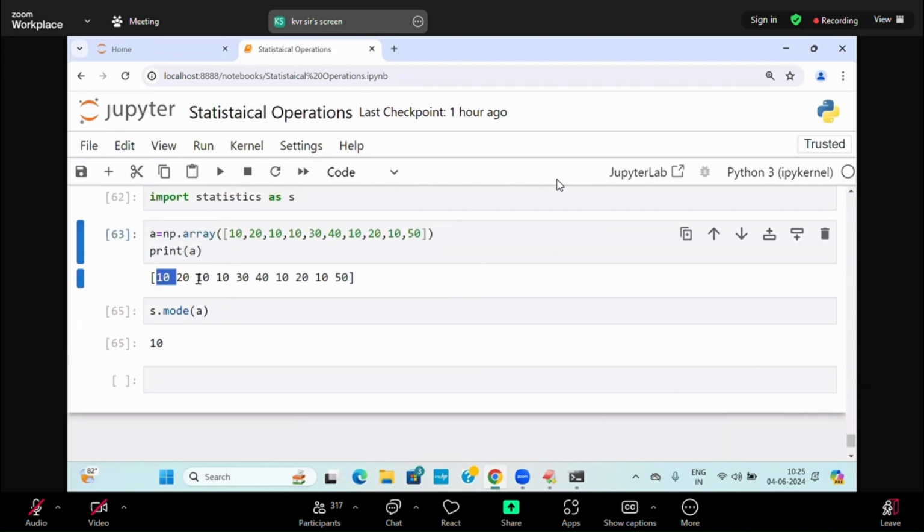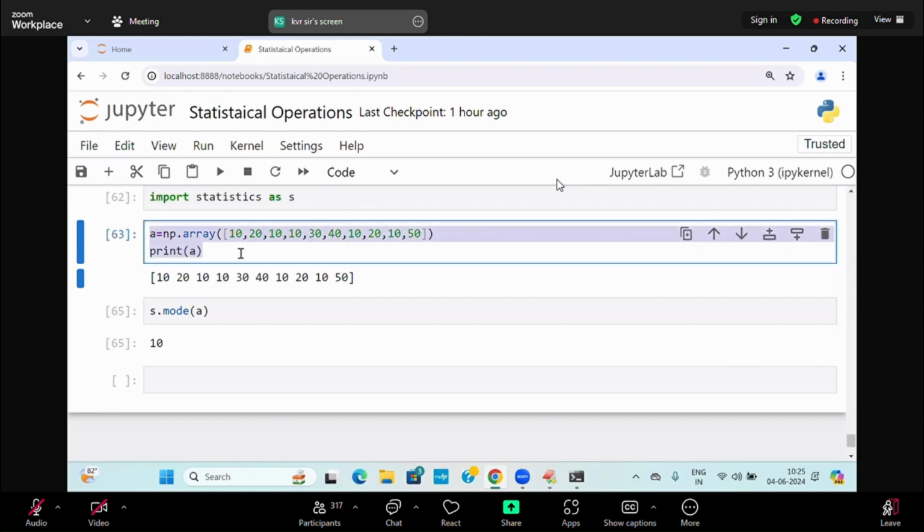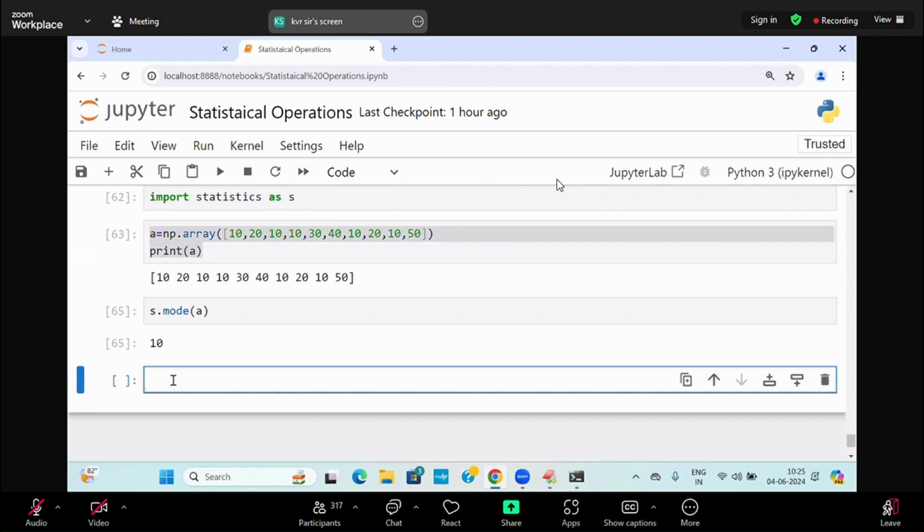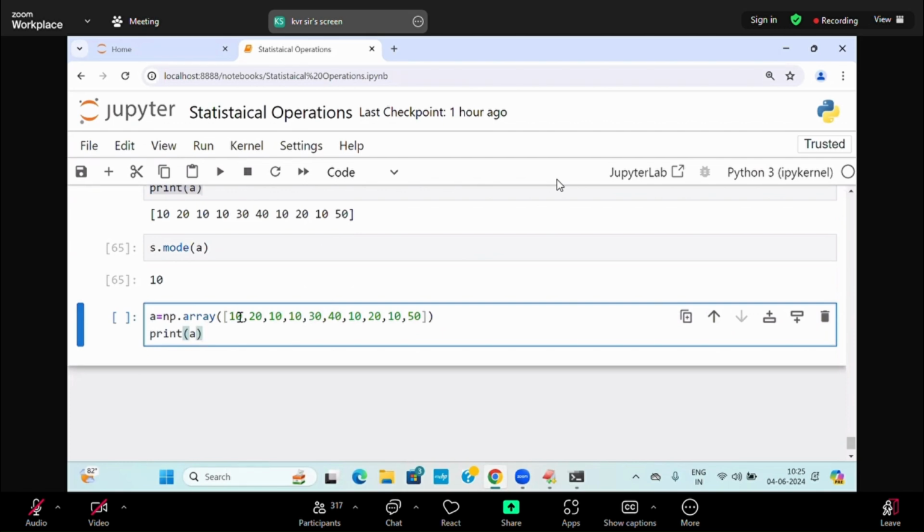Because 10 is the most frequently occurring element. Able to follow? Suppose, how many times is 10 available here? 5 times. For example, one more thing, observe very carefully. Here 1 time, 2 times, 3 times, 4 times, 5 times.